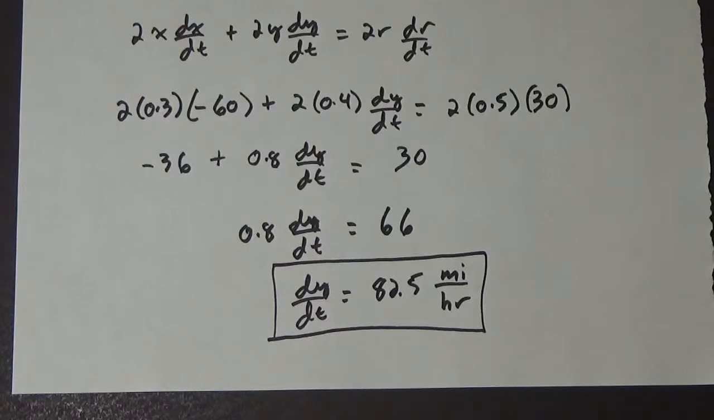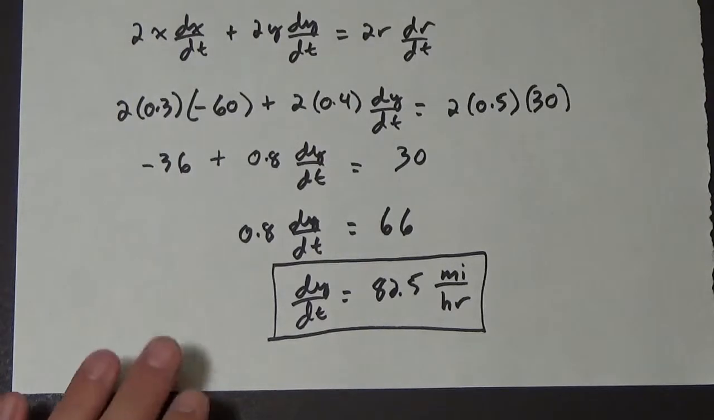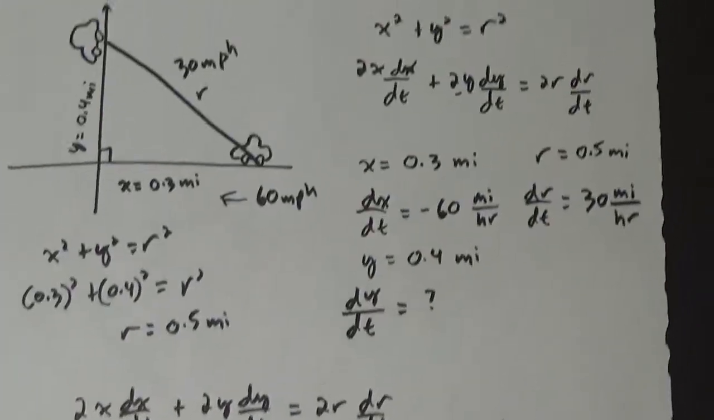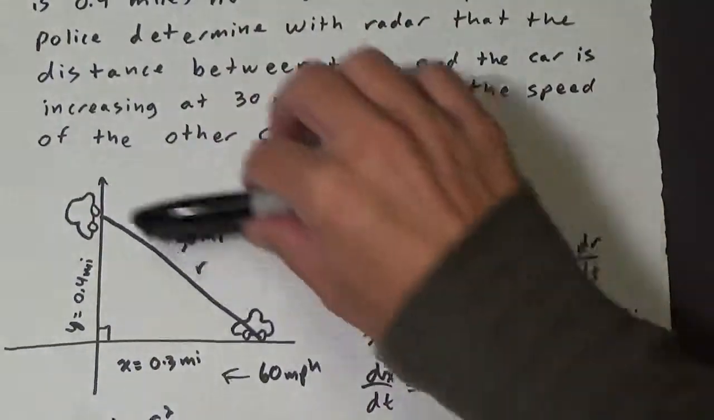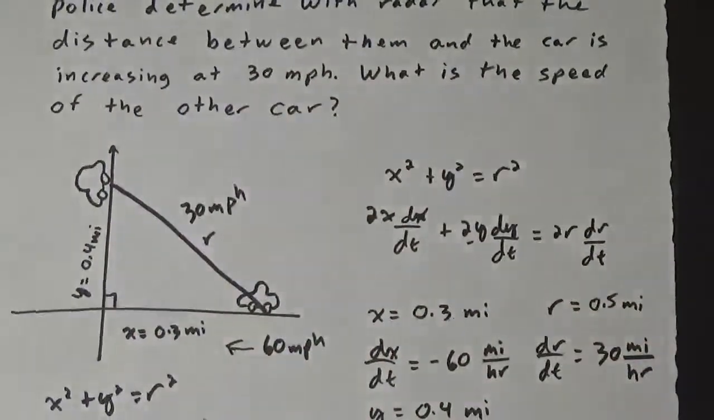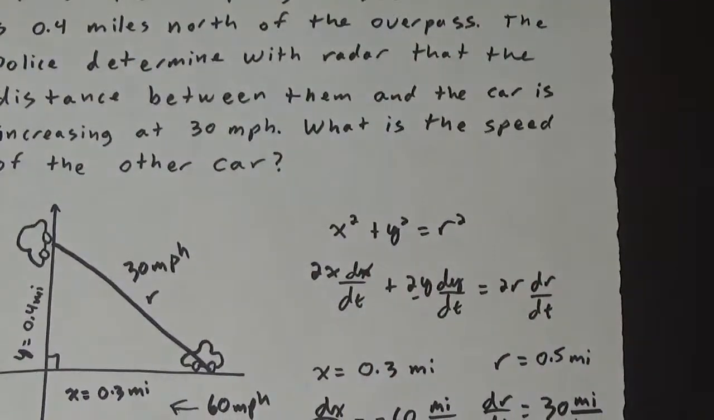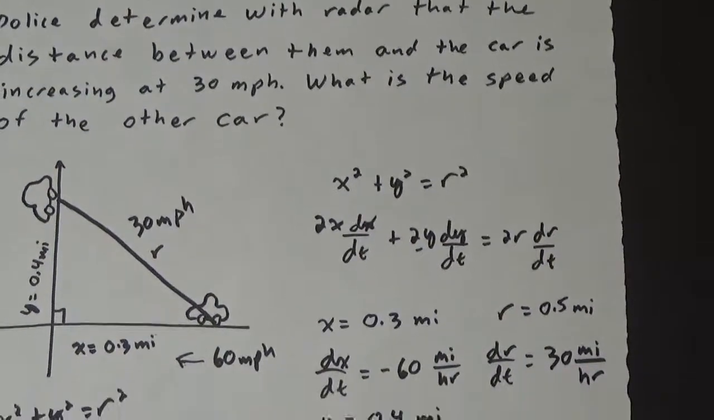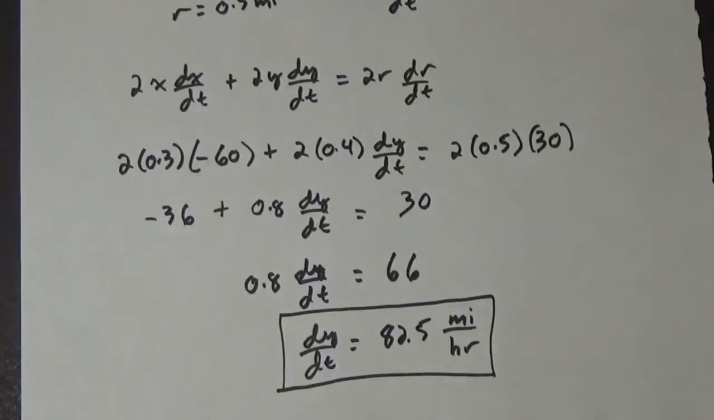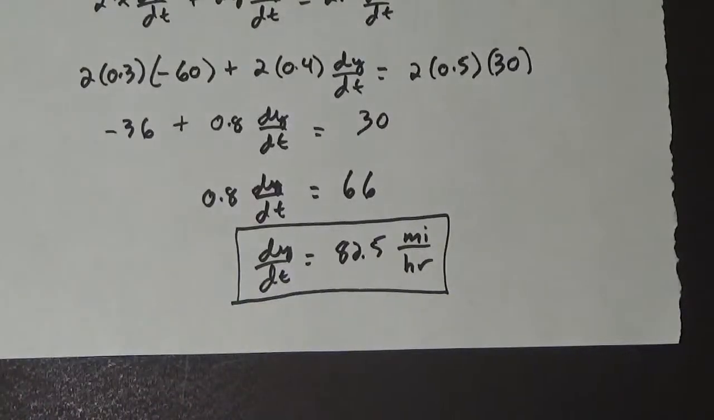So here's another good example of a related rate of change problem. One interesting thing about this problem that was different from the last problem is that in this case everything within our equation was changing, so there was nothing we could cancel out. But because we were given enough information, we were able to substitute in all those values and get the fact that the car that's going north is going at 82.5 miles per hour.